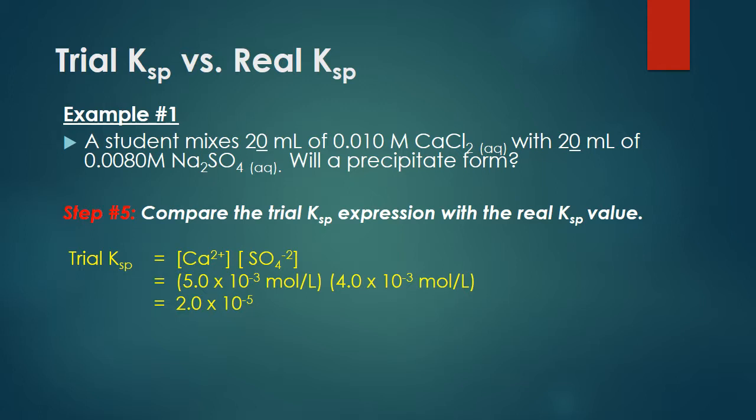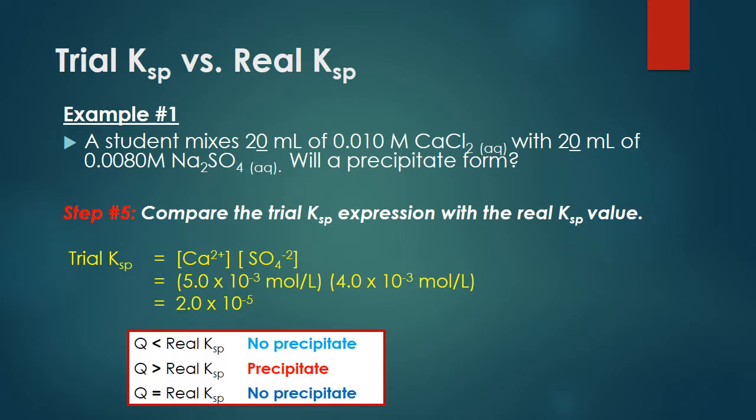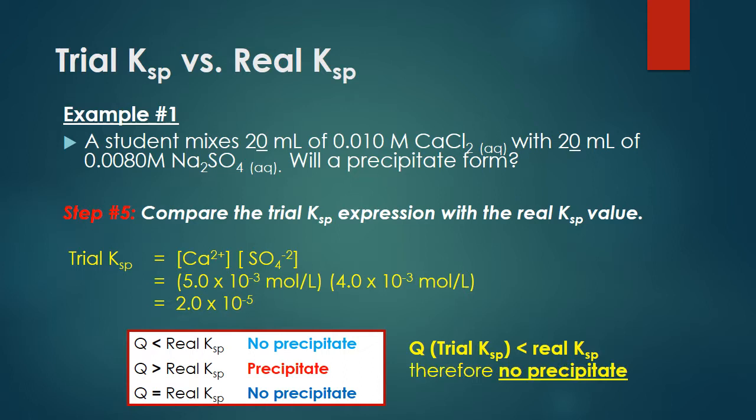So your next job is we need to compare it. We need to see is it greater, less than, or equal to the real value. Now you looked up the value, and if you remember, it was 1.7. So what we find is 7.1, which is actually less than our real one. So our Q will have no precipitate because it is indeed less than. So no precipitate because in fact it did not go far enough. It is unsaturated. So there is your first one.